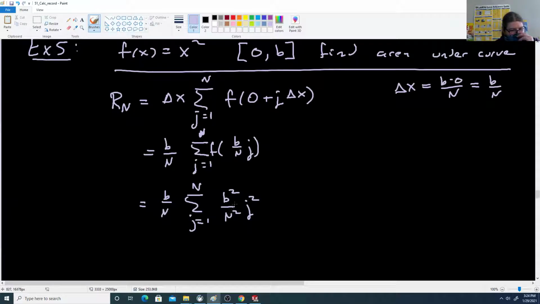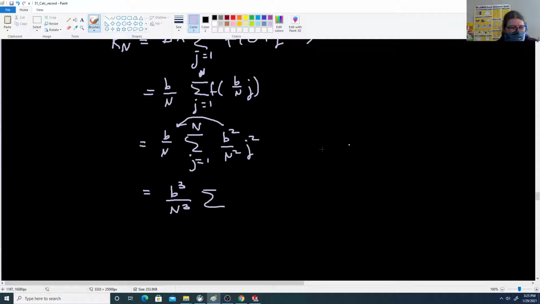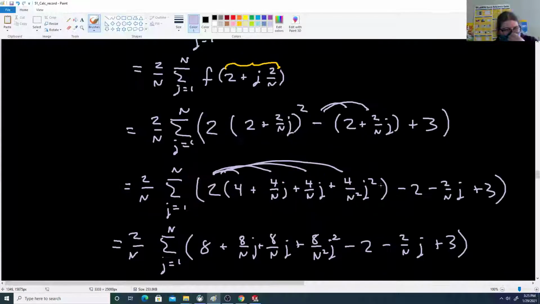B squared over n squared is a constant with respect to the j function, so I can push it out front. We get b cubed over n cubed. All of that times the sum of j equals 1 up to n of j squared. This right here is one of our power sums, so I'm going to be able to simplify it down in a minute. I'll get b cubed over n cubed times whatever the power sum gives us back.